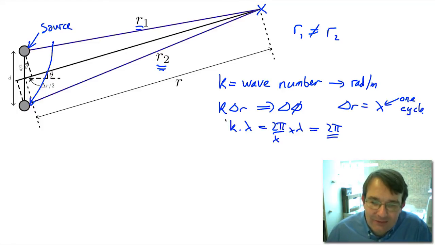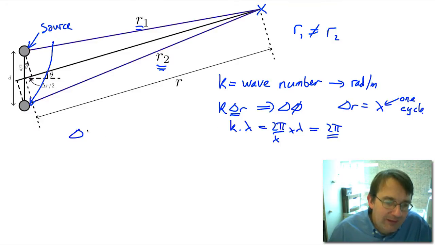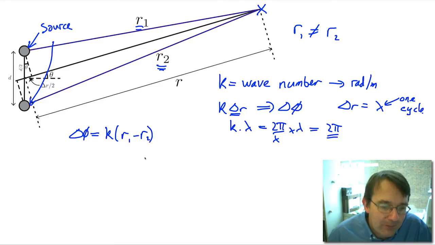So to calculate the phase difference, all we need to do is multiply the difference in the propagation lengths by the wave number. So our phase difference when we're adding these waves together at this point is going to be k times (r1 minus r2).